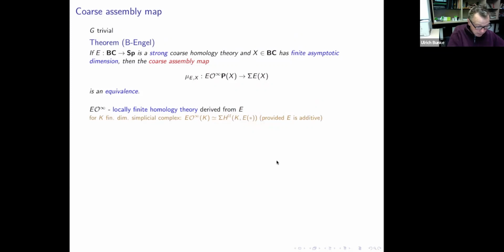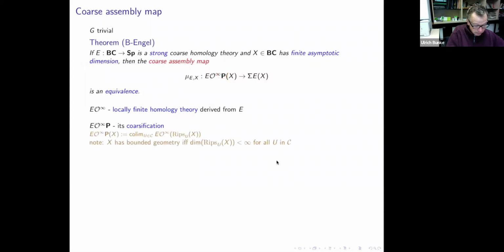So this is really like a locally finite homology theory in ordinary topology. And the symbol P is then the coarsification. So the coarse assembly map in general goes from the coarsification of a locally finite homology theory to a coarse homology theory, and the same is here. So this is a coarsification, and this is defined as follows.